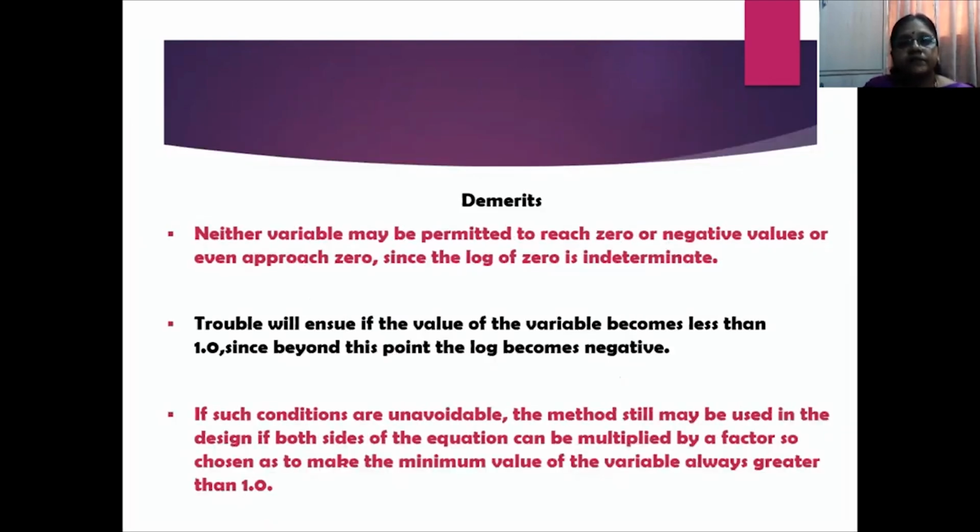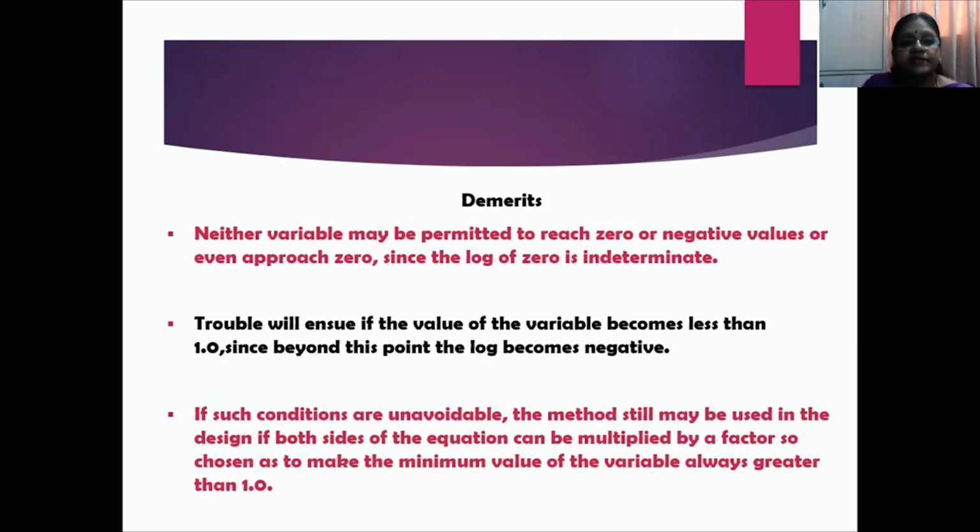There are certain demerits in this particular mechanism. Neither variable may be permitted to reach 0, either X or Y, and negative values are also not permitted, because the log of 0 is indeterminate. Now, trouble will ensue if the value of the variable becomes less than 1, since beyond this point the log becomes negative. So the answer you get is really negative.